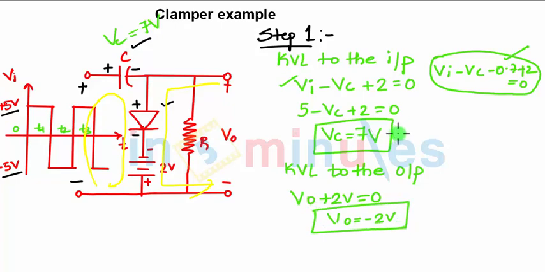So I have got the charge on the capacitor. Our aim is to find the charge on the capacitor, and how do we find it? We find the cycle in which the diode is short circuited. We found that cycle, that is the positive half cycle, where the diode is getting shorted. So we found the charge on the capacitor to be 7 volts and the output to be minus 2 volts. Right, this completes the analysis of the positive half cycle.